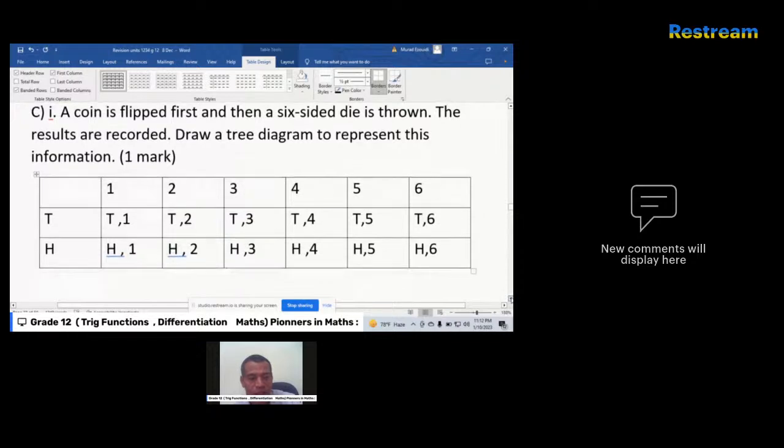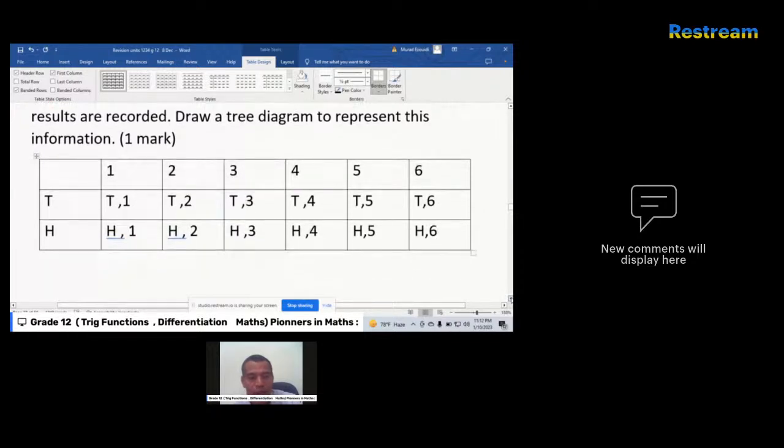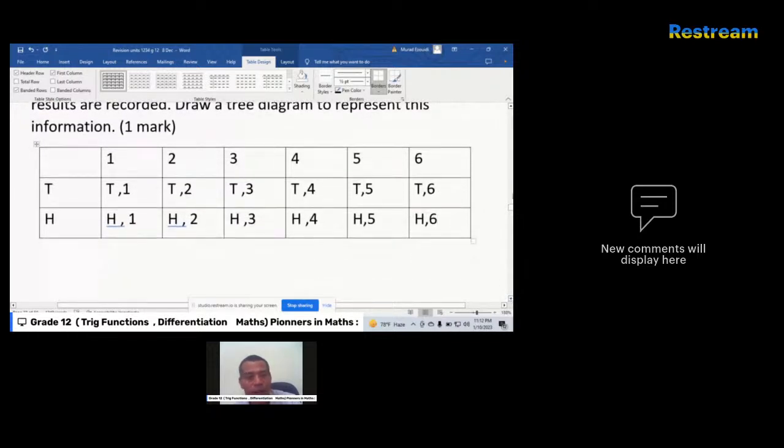So learners, if we suppose now that, I'll just make it with different colors if it is possible. This is called the coin, and this is the die. So the possible outcomes in fact is 2 multiplied by 6.